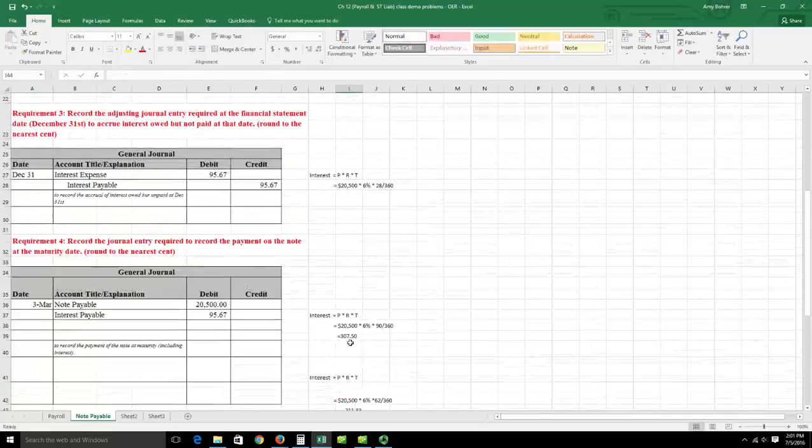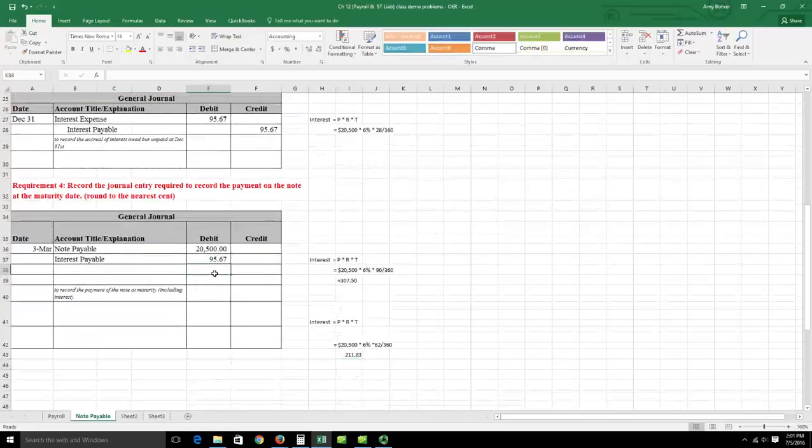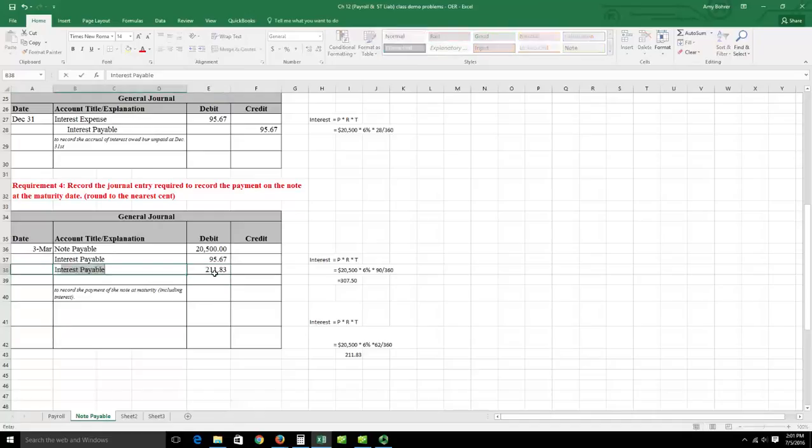Okay, or I could have just subtracted the $95.67 from the total $307.50 and I'd come up with the same amount. So I know I'm going to record interest expense for the remaining interest that I have not recorded yet for January, and this represents the interest from January 1 to March 3rd. Because I recorded the interest expense for December already, but I have not recorded this cost that I've incurred from January 1 to March 3rd.